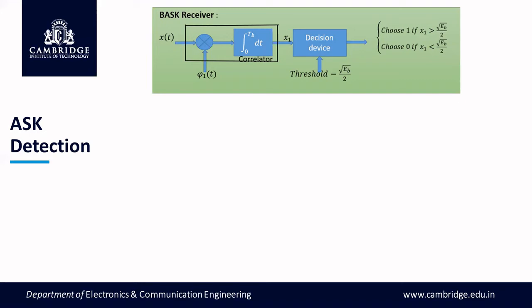One is the transmitted signal S of t, another one is the noise signal W of t. Now let us look into the probability of error. Error probability is one of the performance parameters of modulation.